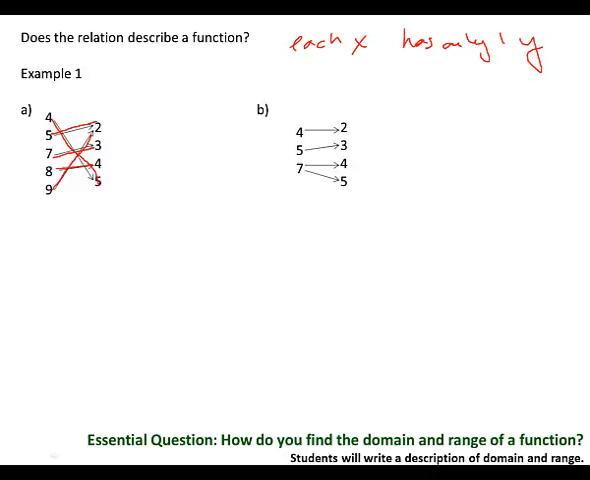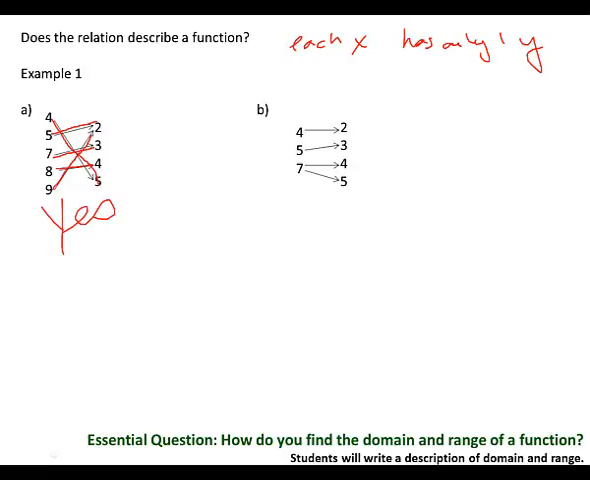Okay, the 4 goes to 5, the 5 goes to 2, the 7 goes to 3, the 3 goes... Do they each go to only one y? Yes, they do, right? Each one goes to only one y. It's okay that these two go to the same y. That's all right, okay? But one x cannot go to 2 y's. So this one, yes, is a function.